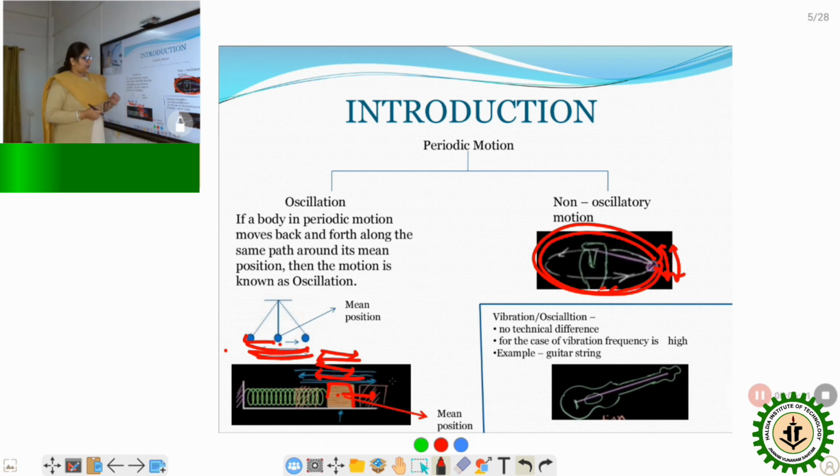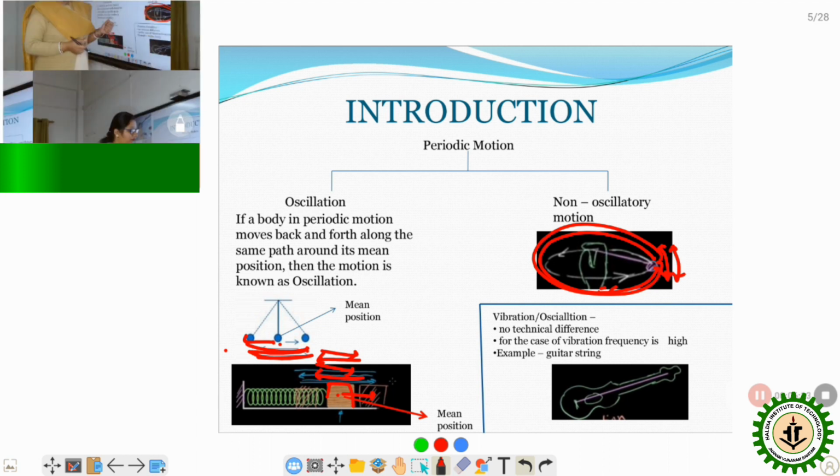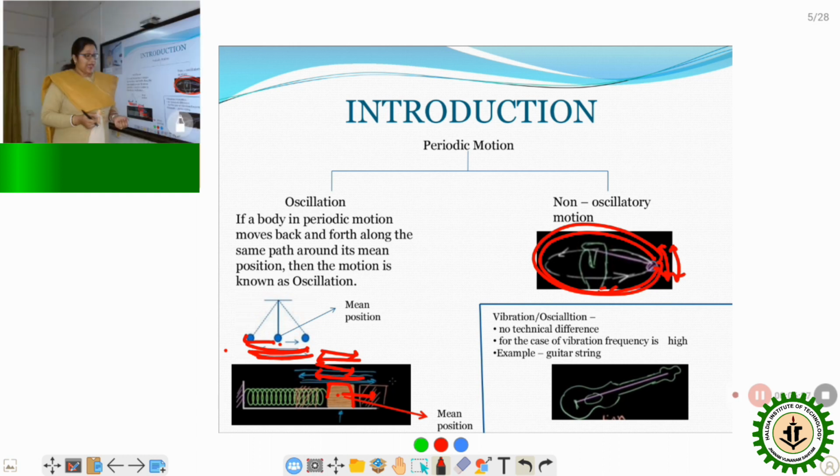There is another very important term, that is vibration. Vibration and oscillation have no particular technical difference. But we use the term vibrations when the frequency is very high. I'm giving you one example: a guitar string. When we pluck a guitar string, you can see that it is vibrating very fast. Very fast means its frequency is very high, so we can't see the vibrations with our open eyes. That is totally invisible to us. So this is oscillation, but the frequency is very high.